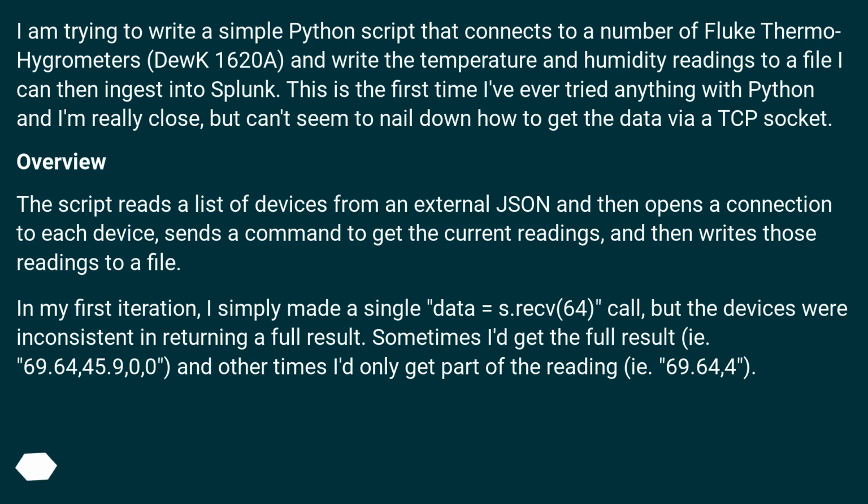In my first iteration, I simply made a single data = s.recv(64) call, but the devices were inconsistent in returning a full result. Sometimes I'd get the full result, e.g. 69.64,45.9,0,0, and other times I'd only get part of the reading, e.g. 69.64,4.